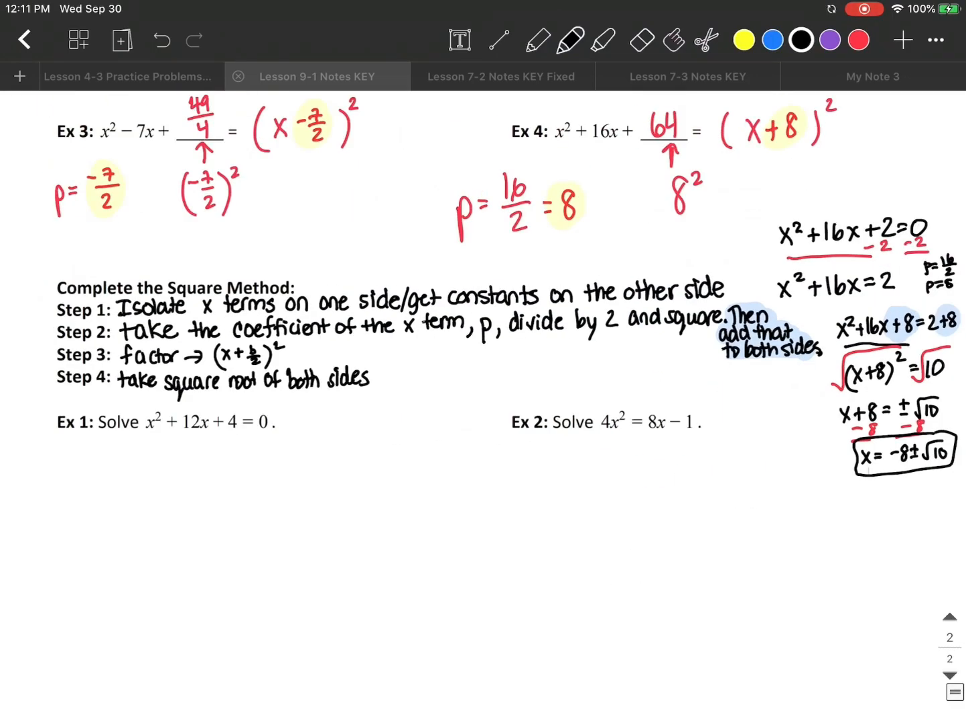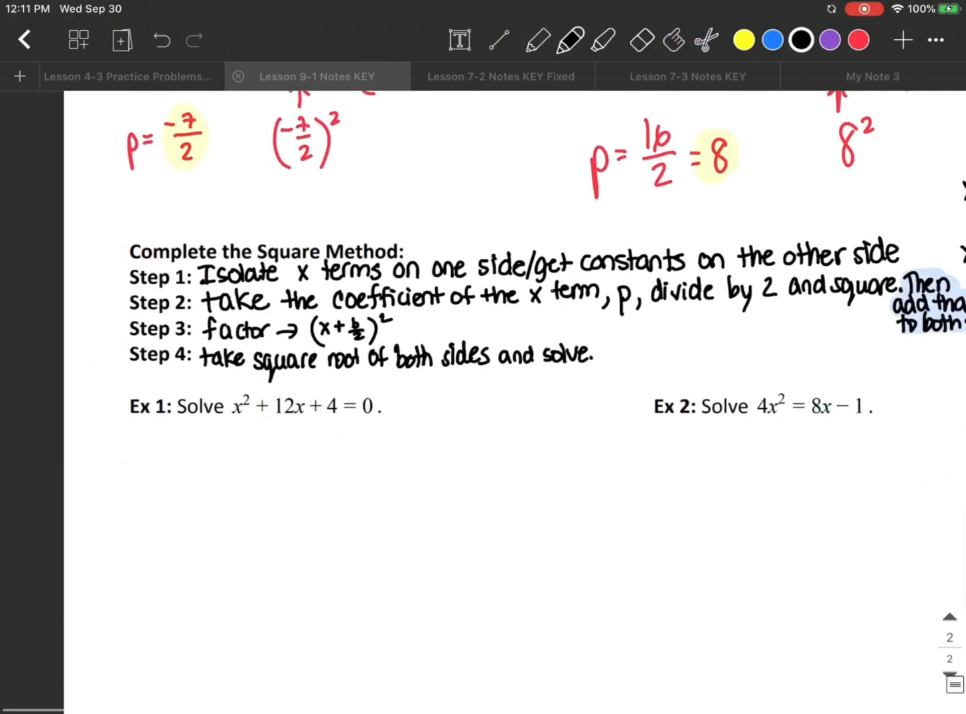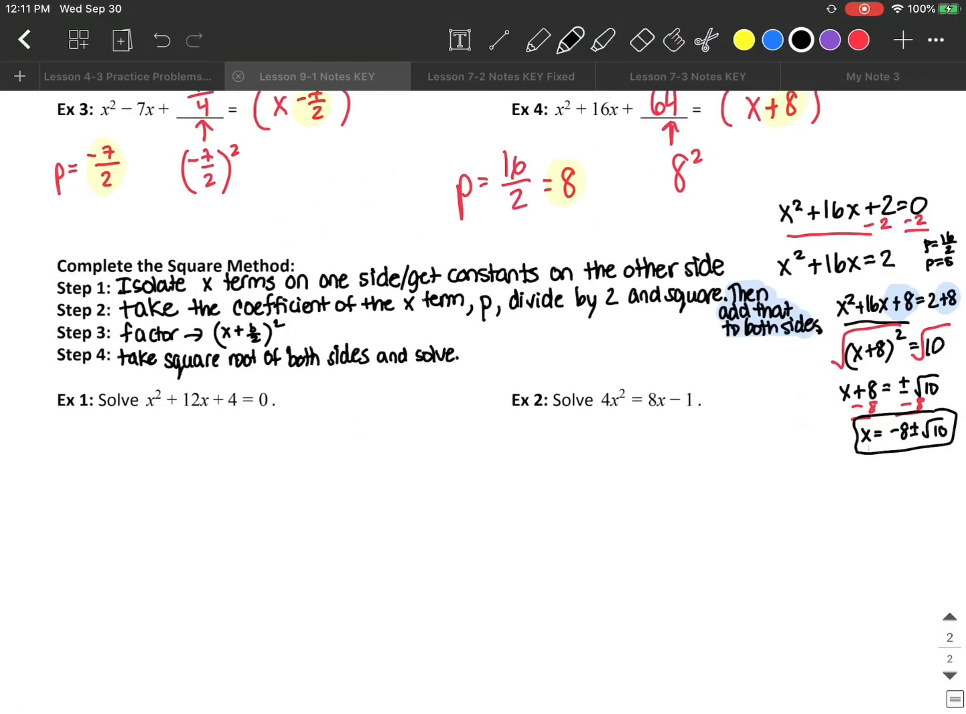So I'm going to take the square root of both sides and solve for x like I just did. Always solving for x for equations that have x in them. You're always solving for that missing variable when you have an equation.